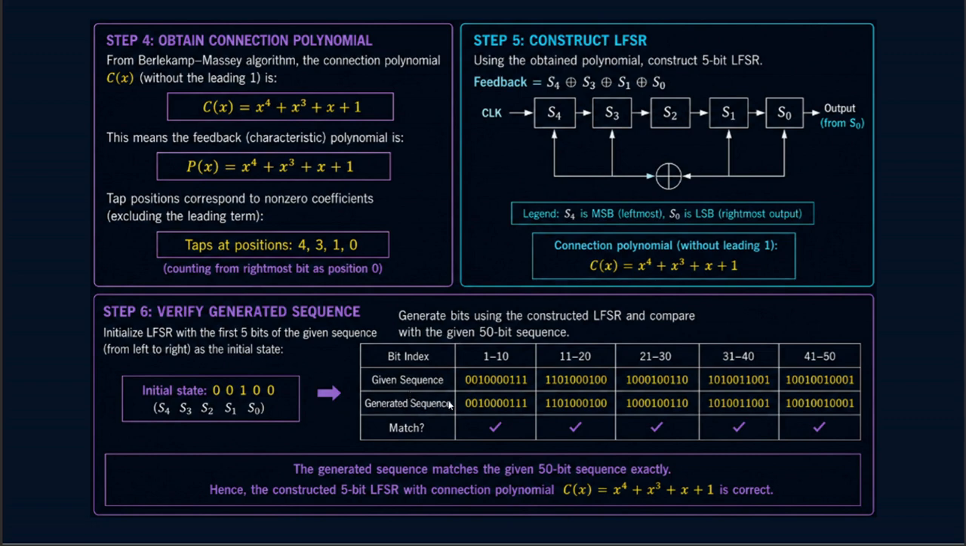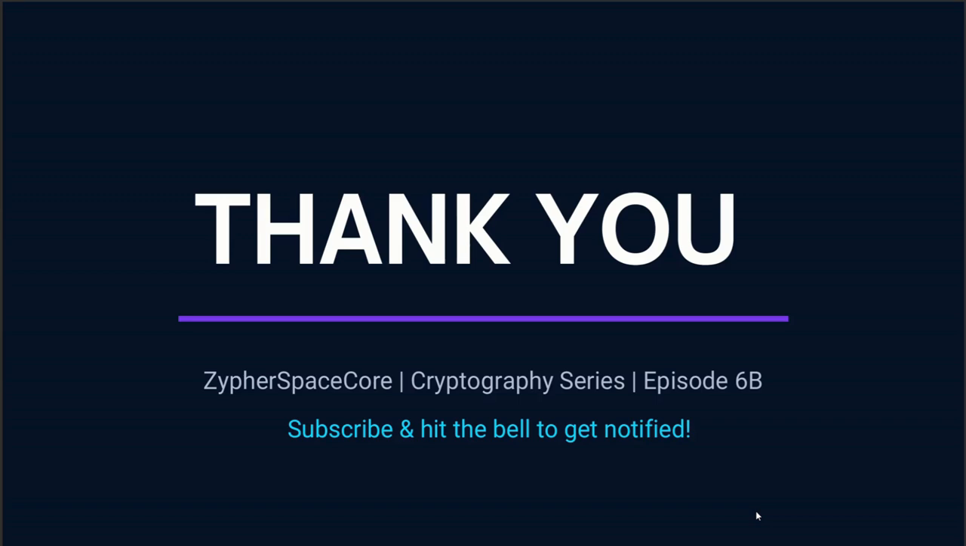Now we generate bits using the constructed LFSR and compare them with the original 50-bit sequence. The sequence is checked block by block and every generated block perfectly matches the observed bits. This confirms the constructed LFSR successfully reproduced the given sequence exactly. Now this example teaches a very important lesson in cryptography. Even if we observe only the output bits, we can still reconstruct the LFSR. This is why plain LFSRs are not secure for modern cryptography.